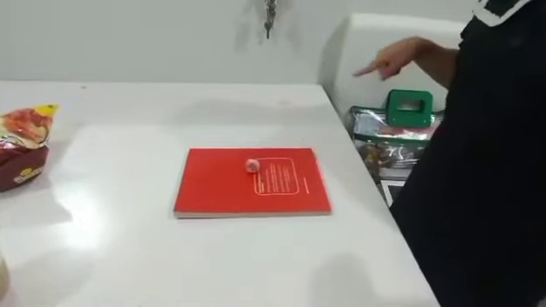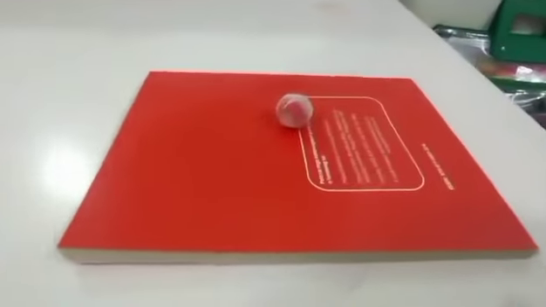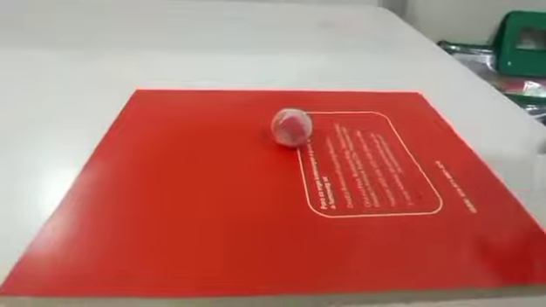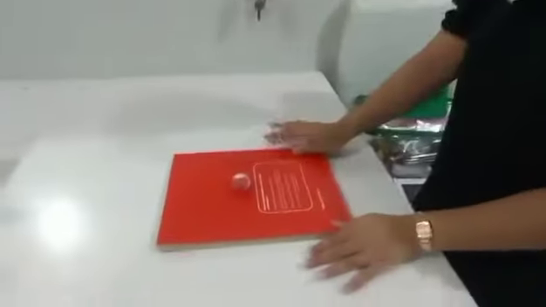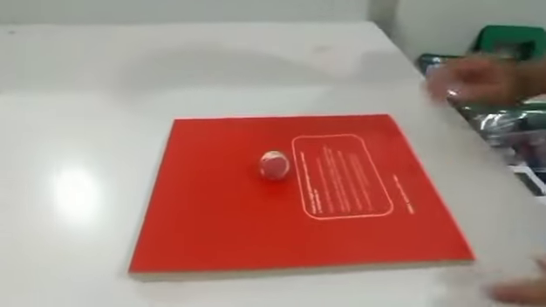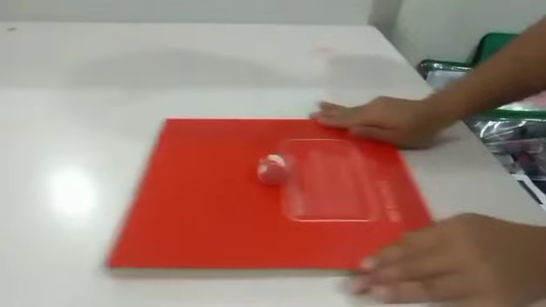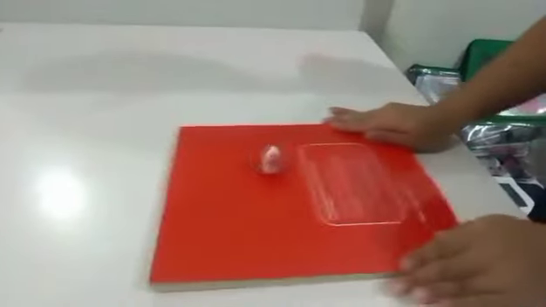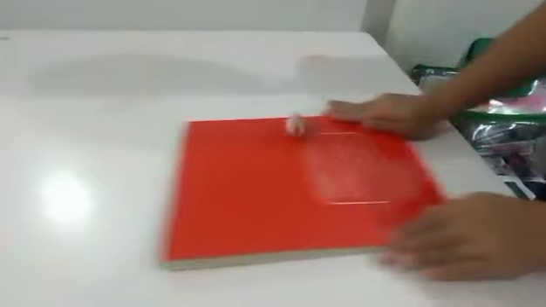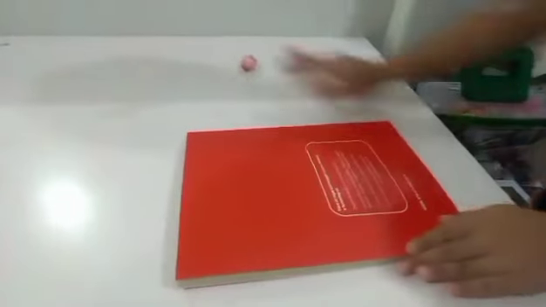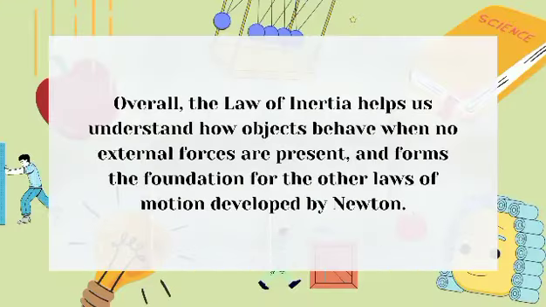A ball is placed on a flat surface and left alone. According to the law of inertia, the ball should remain at rest. However, when the surface is shaken, the ball begins to move. This is because an external force, the shaking of the surface, was applied to the ball, causing it to move from its state of rest. The law of inertia helps us understand how objects behave when no external forces are present, and forms the foundation for the other laws of motion developed by Newton.